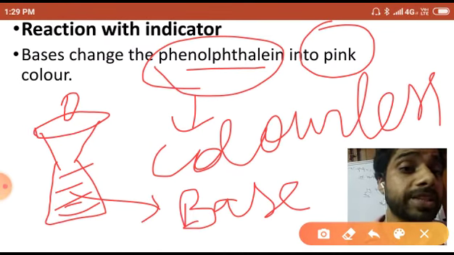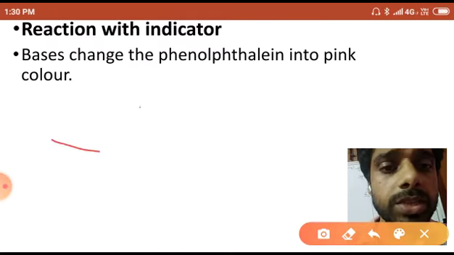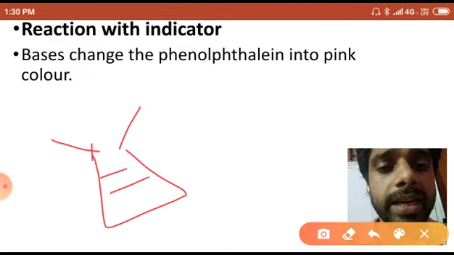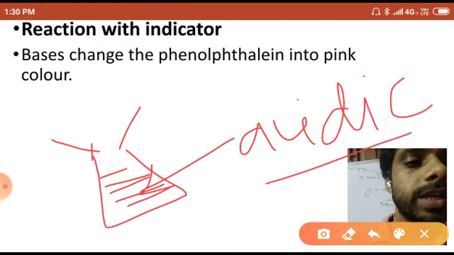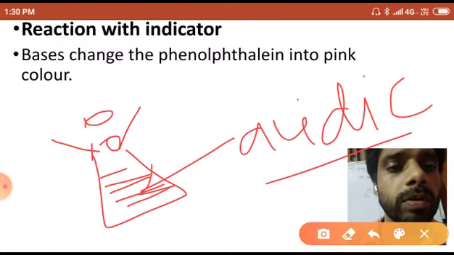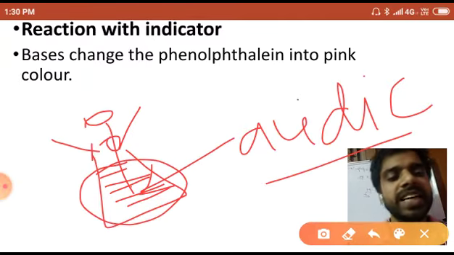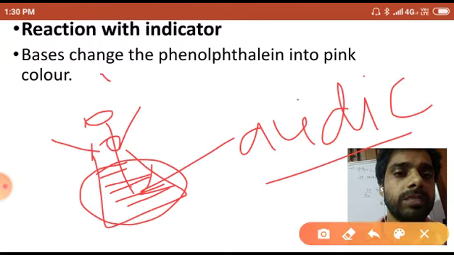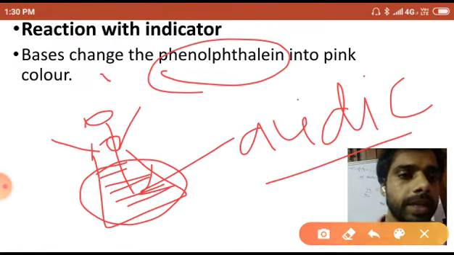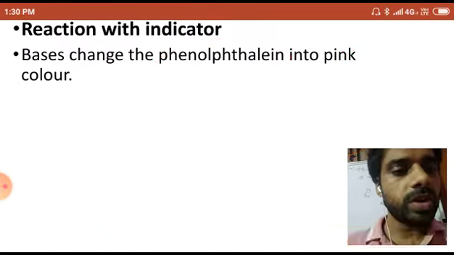But what would be the action with an acidic solution? In place of the base, if I take an acidic solution in this conical flask, and I put one or two drops of phenolphthalein into it, the solution will not change into any color. So I can say that bases change phenolphthalein into pink color, but in acid the phenolphthalein will not change its color.